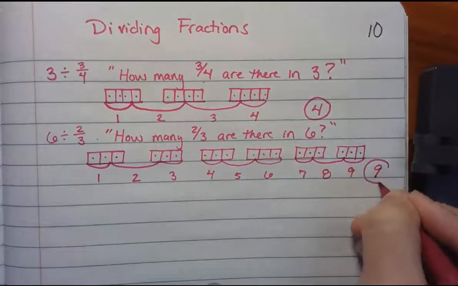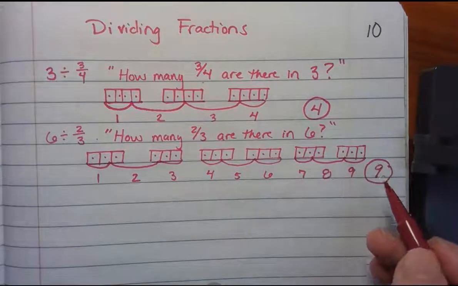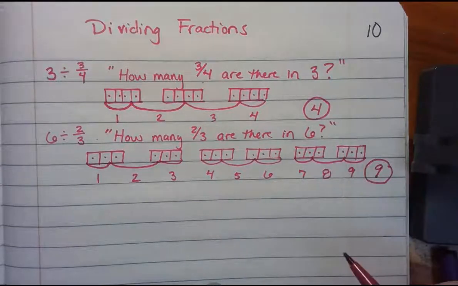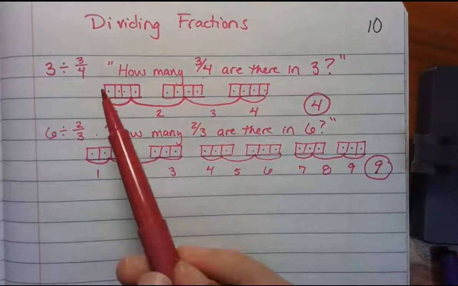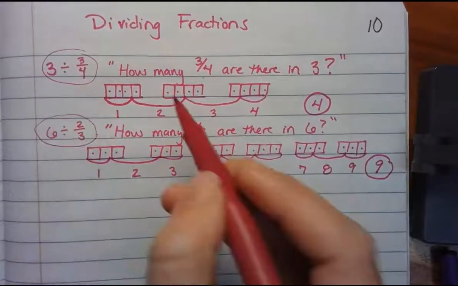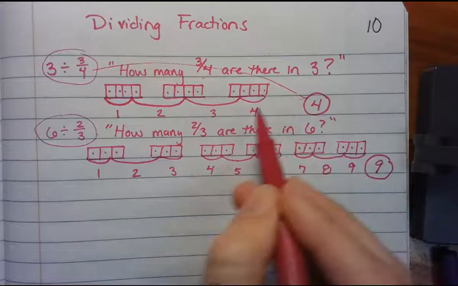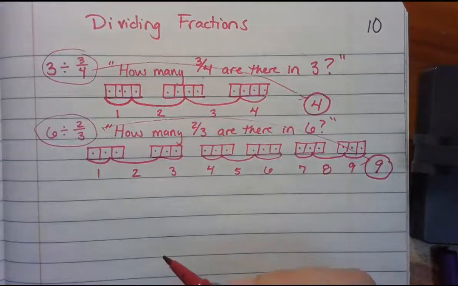Now, we're doing some pictures here that actually come out to be nice and even numbers. We're not always going to come out with an even number. Sometimes you'll have a fraction here. But I do want to just look at what is the pattern happening here, and how could we get from 3 3/4 and 6 2/3 to the answer without having to draw this picture.